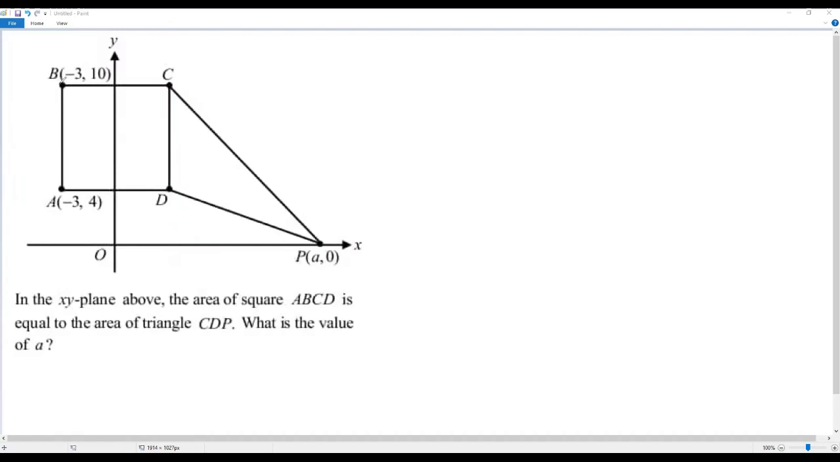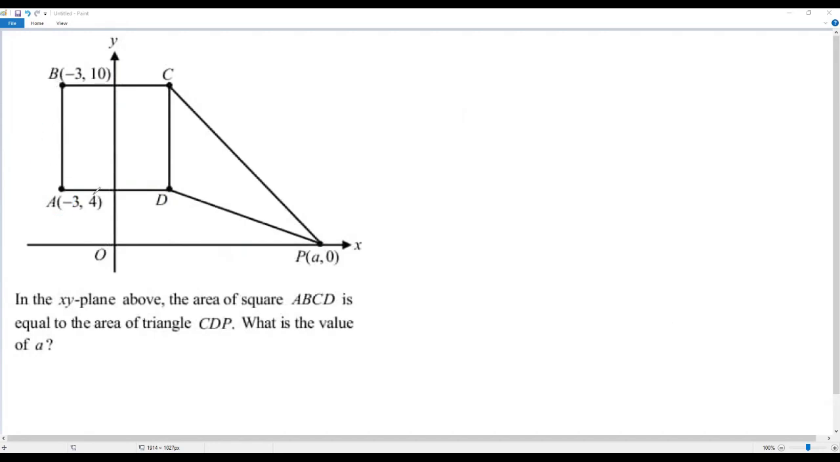Okay, here we have the square ABCD, and the area of this square is equal to the area of this triangle CDP, and we have to get the value of the constant A, which is the x-coordinate at the vertex P of the triangle. Now let's consider the two vertices of the square, A and B. Using these two vertices, I'll be able to get the length of the side AB.